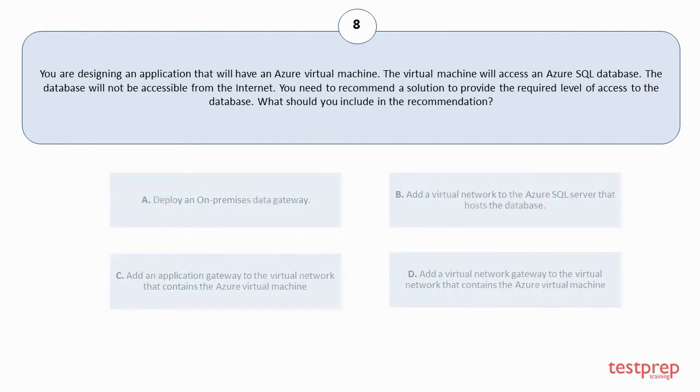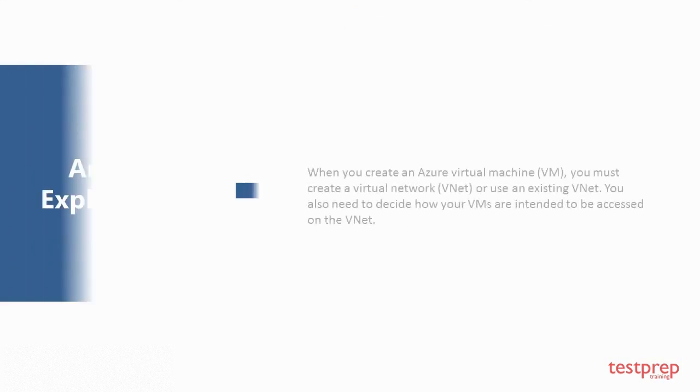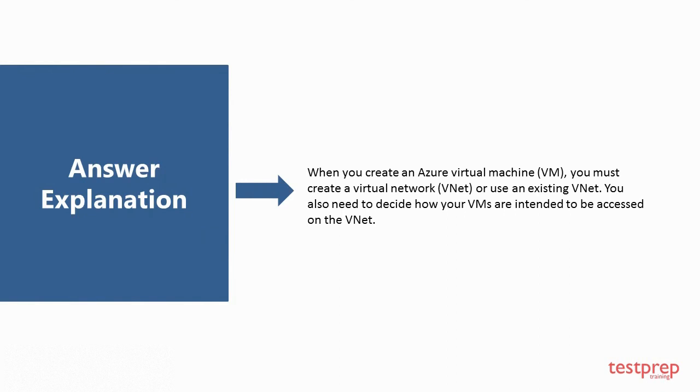Your options are: A. Deploy an on-premises data gateway. B. Add a virtual network to the Azure SQL server that hosts the database. C. Add an application gateway to the virtual network that contains the Azure virtual machine. D. Add a virtual network gateway to the virtual network that contains the Azure virtual machine. The correct answer is option B. You can refer the following for the explanation of the answer.